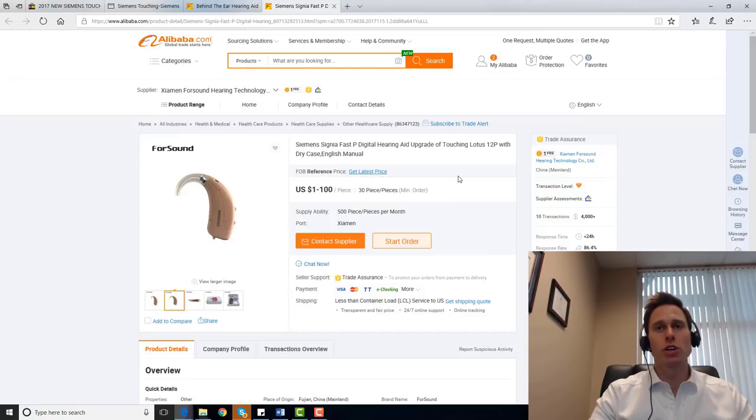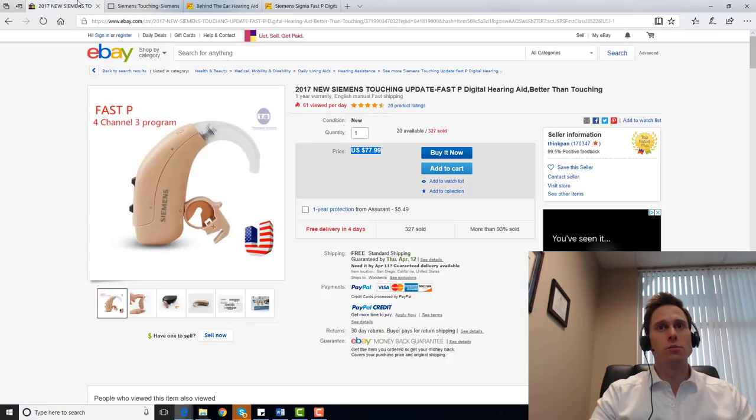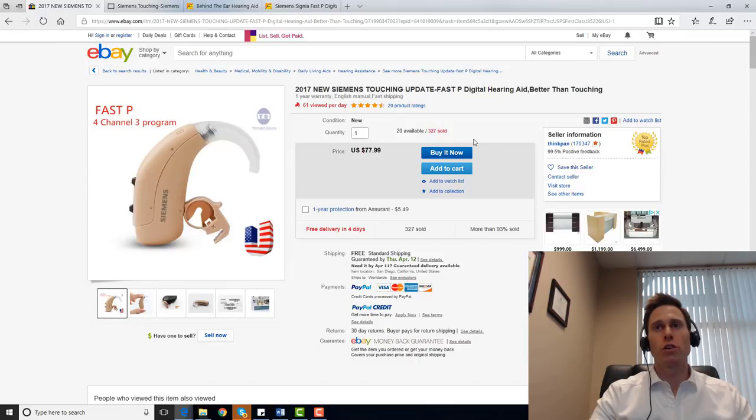Now, when you look at pricing, right? Depending on how many pieces that particular individual on eBay is purchasing from overseas, they can purchase them for as low as a dollar to get these devices, and then they go to eBay and they sell them for $79.99, which is an absolutely amazing markup. And in this particular instance, 327 people were ripped off by this.